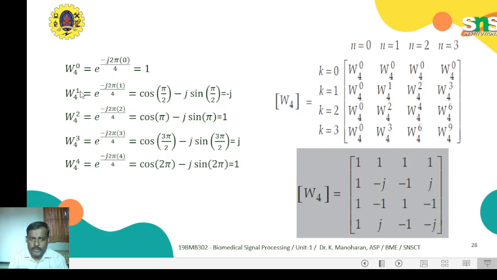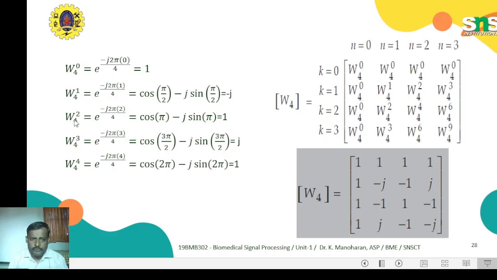And look at W4 of 1. So e power minus j 2 pi by 4 into 1. So this 1 will be substituted here. If you multiply it, we get e power minus j 2 pi by 4. So 2 and 4 will be cancelled, and we get e power minus j pi by 2. This is e power minus j theta, so if we expand it, we get cos theta minus j sin theta. Instead of theta, we have the value pi by 2, so we get cos pi by 2 minus j sin pi by 2. Cos pi by 2 value will be 0 and sin pi by 2 value will be 1. So 0 minus j into 1, you get minus j.